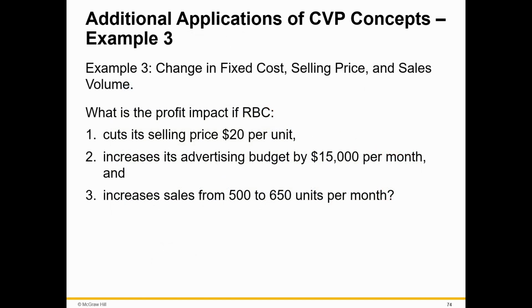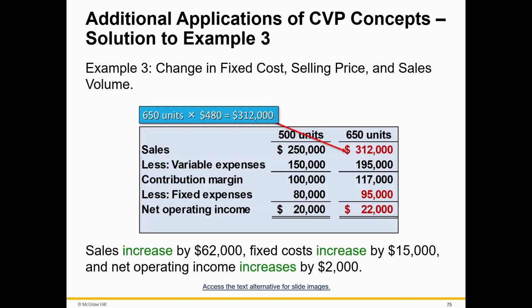So now what would happen if we change our fixed cost, our sales price, and our sales volume? So if we were to cut our selling price by $20 a unit, if we increased our advertising budget to 15,000 per month, and we were to increase sales from 500 to 650 per month, we can go ahead and calculate based on doing a contribution format income statement.